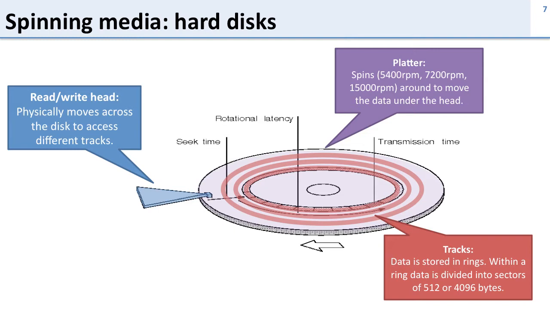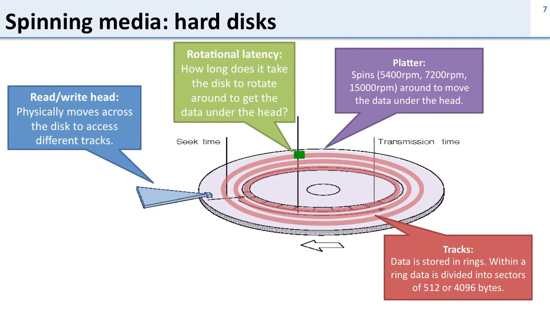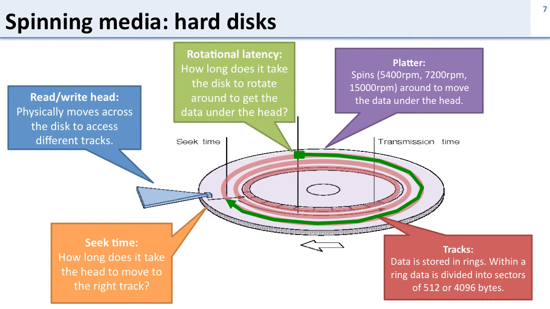Now the performance of the hard disk is determined by two things. The first is the rotational latency, and that's how long it takes the disk to rotate around to get the data under the read head. So if I have data at this point on the disk, how long is it going to take for the hard disk to rotate around so that that data is under the read and write head? The other is seek time, and seek time is how long it takes the head to move to the right track. So this head is going to have to physically move on the disk in order to access that data. And the combination of rotational latency and seek time gives you the average latency for accessing the disk.